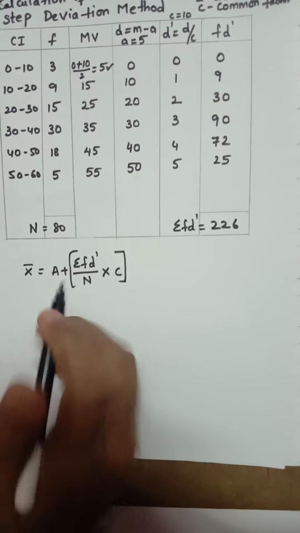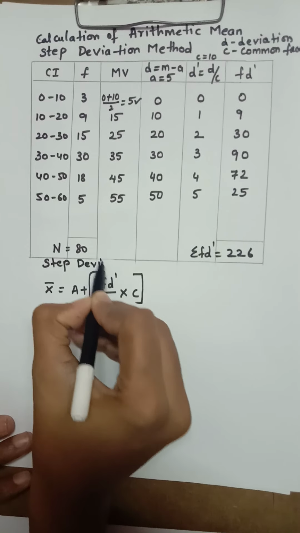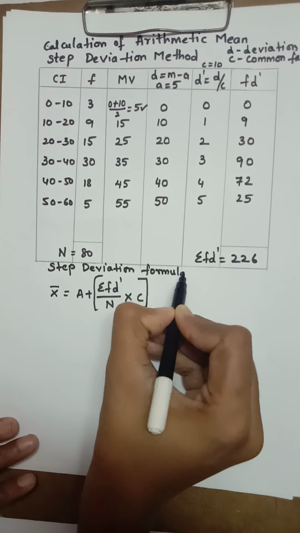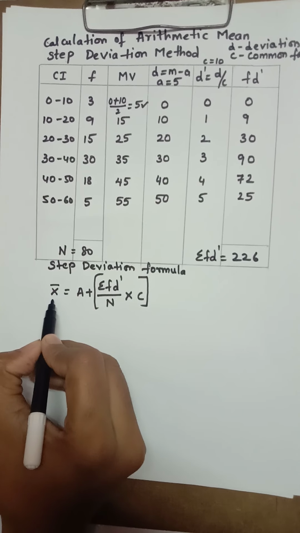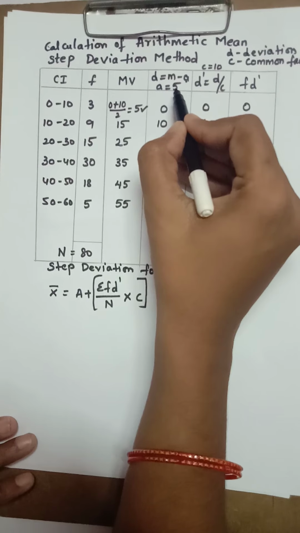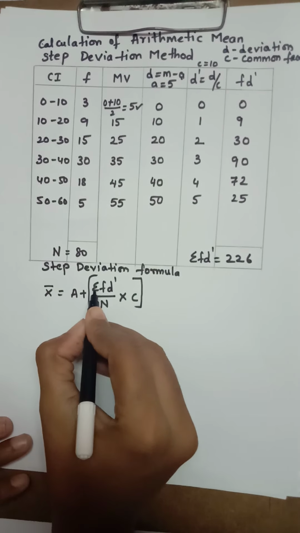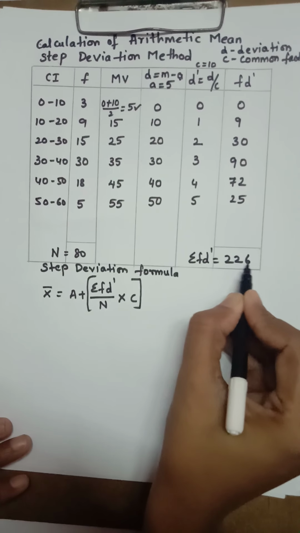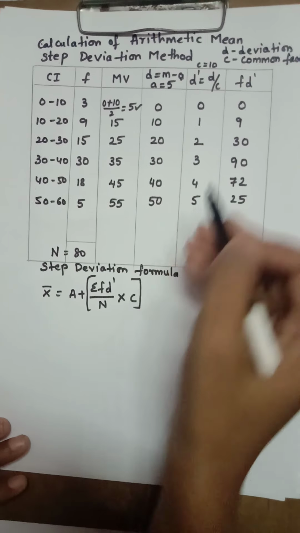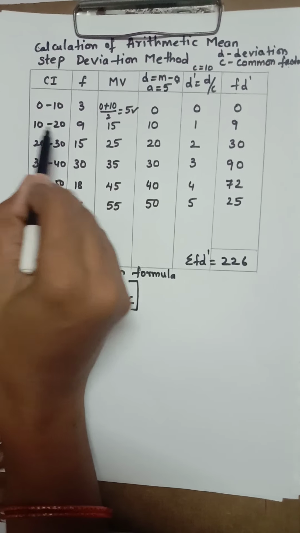Coming to the formula, here is the step deviation formula. X bar is nothing but the arithmetic mean symbol and A is nothing but the assumed mean. In this problem the assumed mean is 5. So A is equal to 5, sigma FD dash value is 226, and n is the number of observations. C is nothing but the common factor, the difference between the lower limit and upper limit.